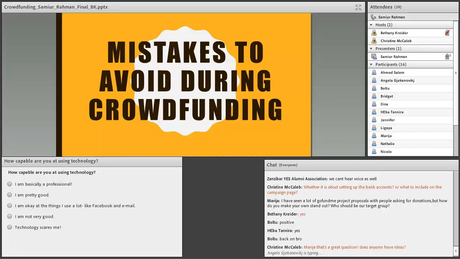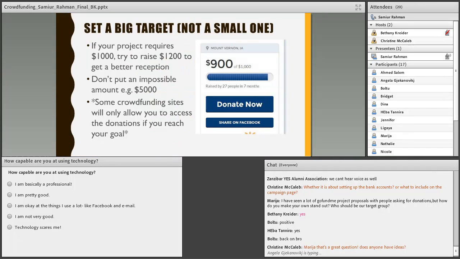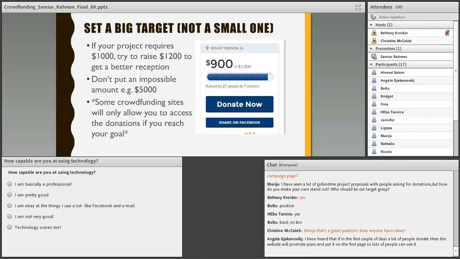There are a lot of questions and mistakes you should avoid, because you don't want to forget your donors and everyone. So let's see what mistakes you should avoid, right? Suppose your target is $1,000 or maybe $800, but you don't want to give exactly $800 right now, right?